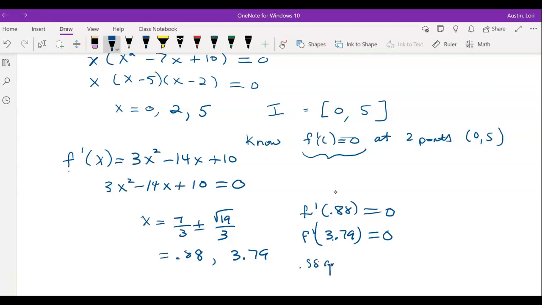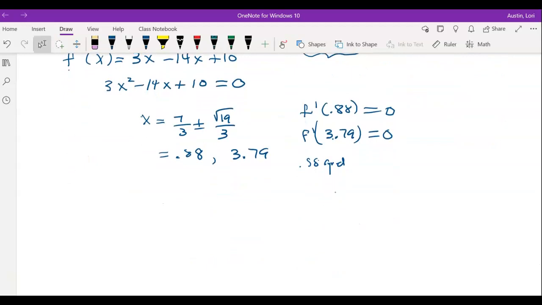0.88 and 3.76 are in the interval (0, 5). Done.